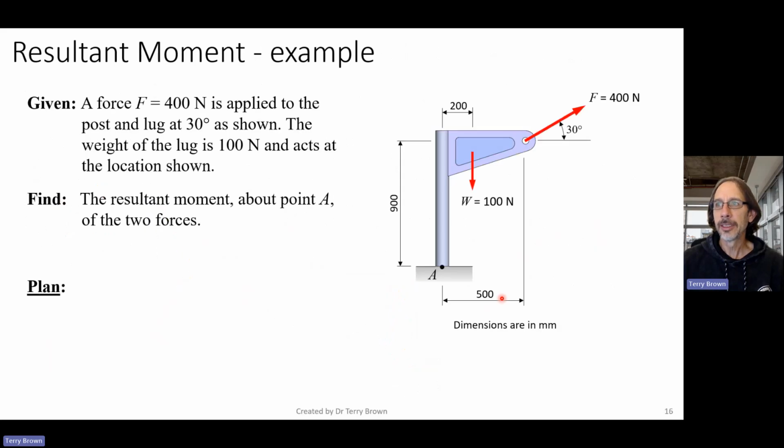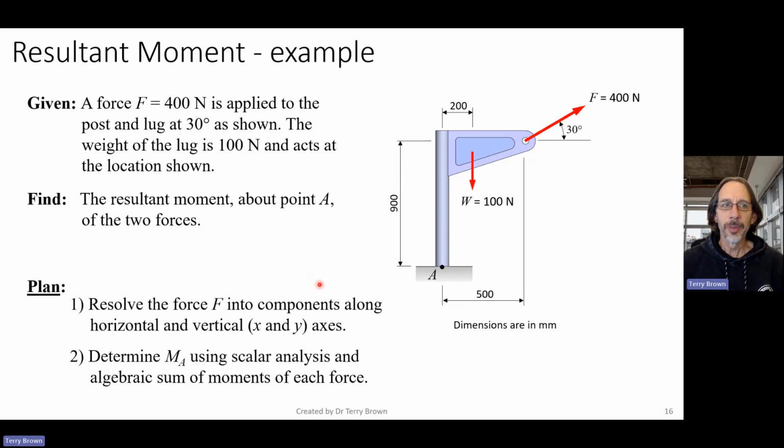All right, so let's do another quick example. So here we've got my little structural component, a post with this little triangular lug sticking out here. Now we've got a force with some value and an angle, and we've also got the weight of the lug acting at 200 millimeters from point A, and its weight is 100 newtons. So determine the resultant moment about point A.